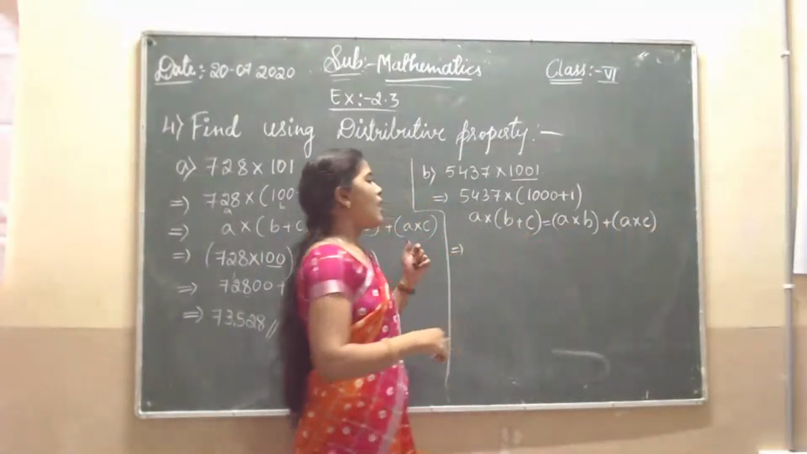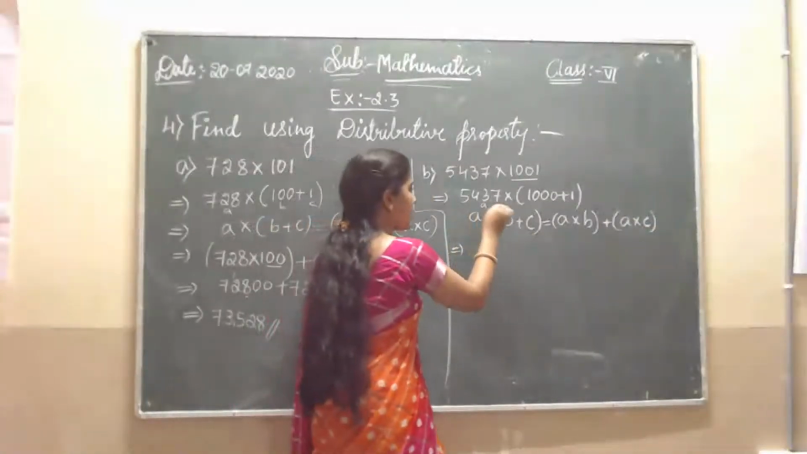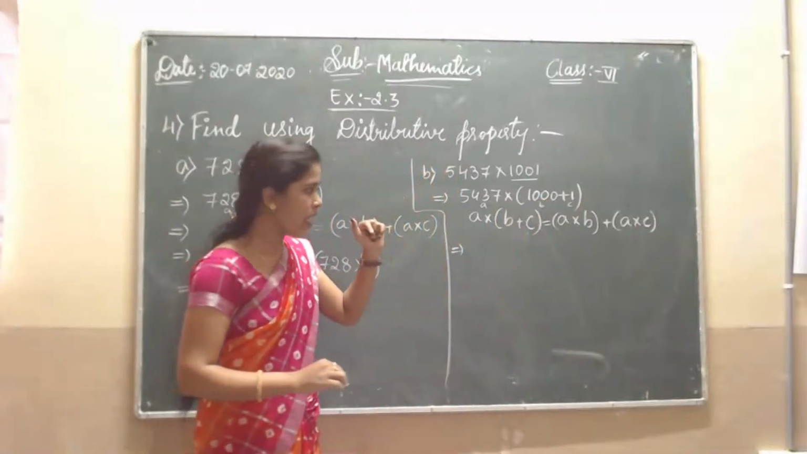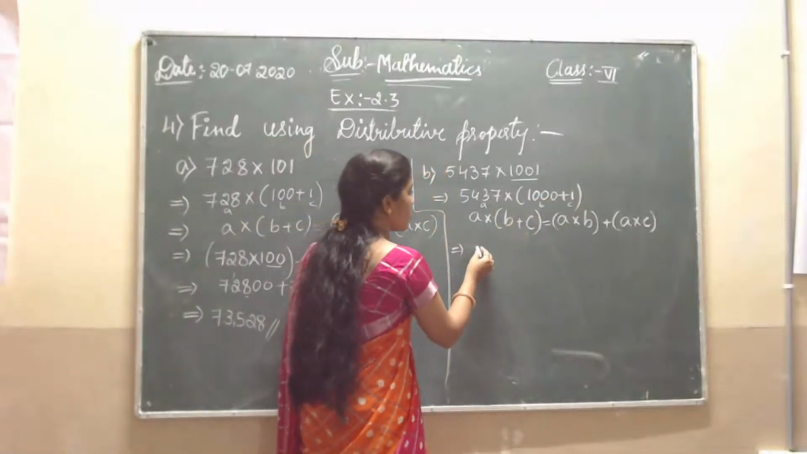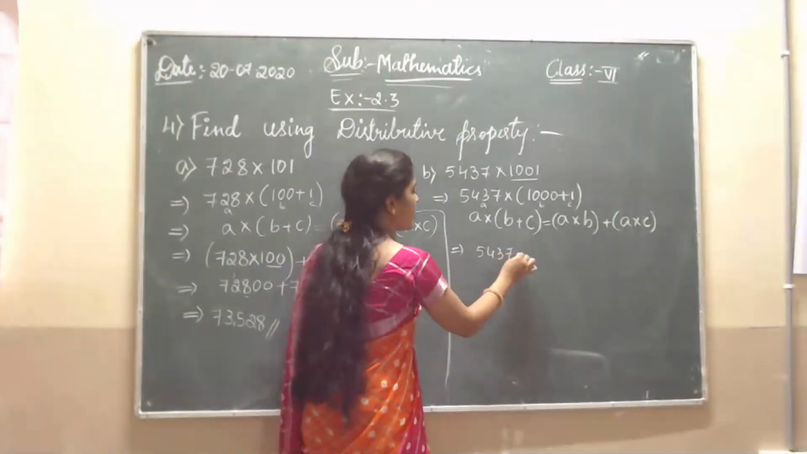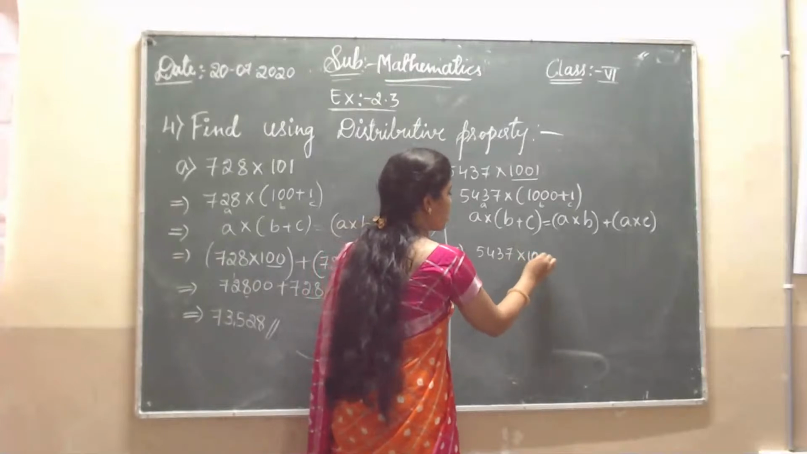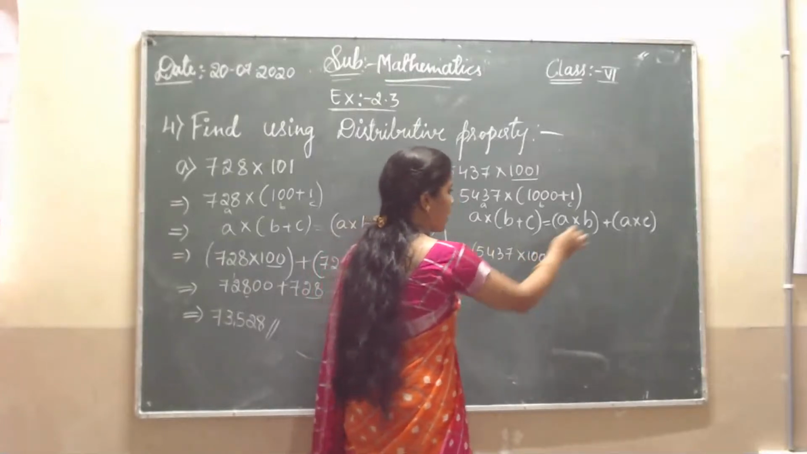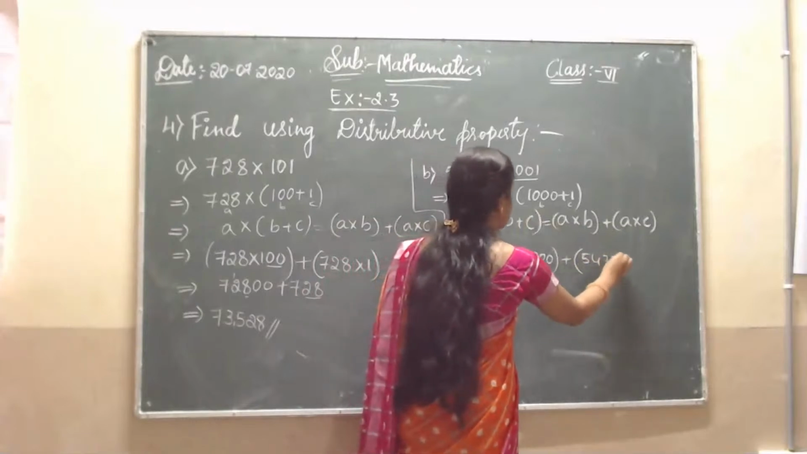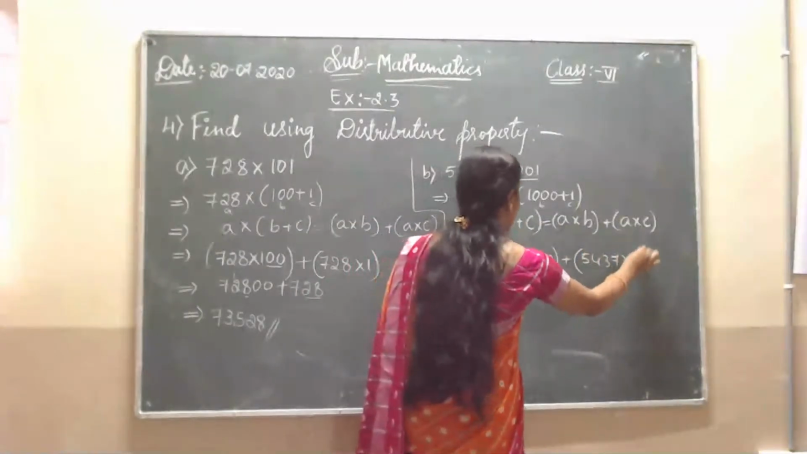Now, this is A, this is B, and this one is C. Substitute A, B, C in the equation. A value is 5,437 into 1,000. Keep plus as it is. Next, A value is 5,437 into C is 1.